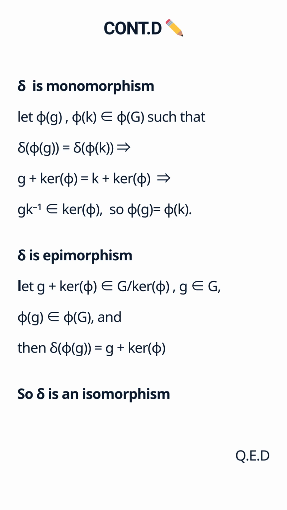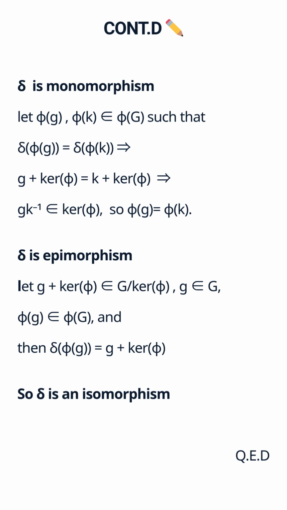Now let's show that delta is an epimorphism, or onto. So let G plus the kernel of phi, the left coset of the kernel of phi by G, be an element of the quotient of G by the kernel of phi. Then phi G is an element of the image of phi, which is obvious, and delta of phi G is the left coset of the kernel of phi by G. So delta has been shown to be an epimorphism, and so delta is an isomorphism.